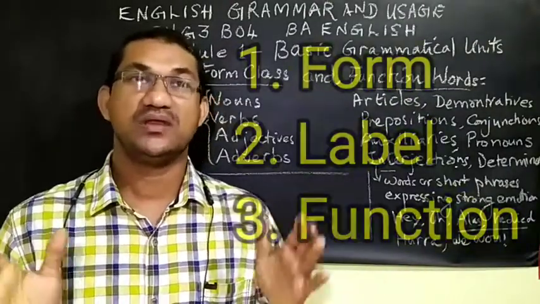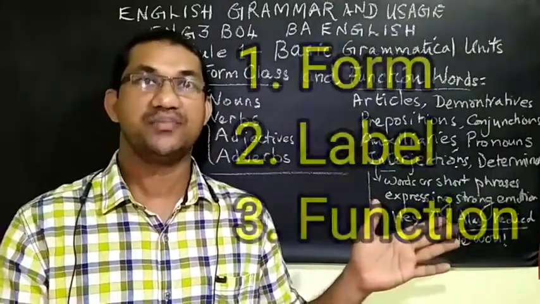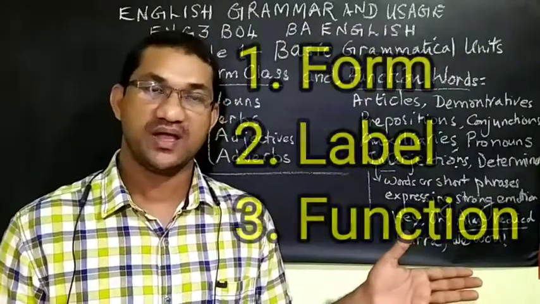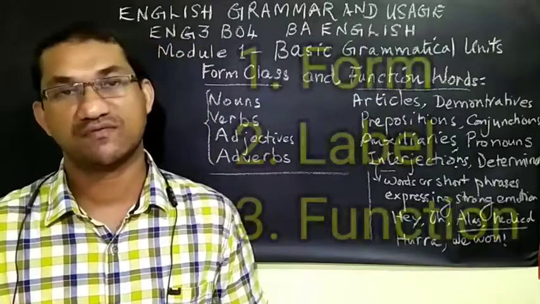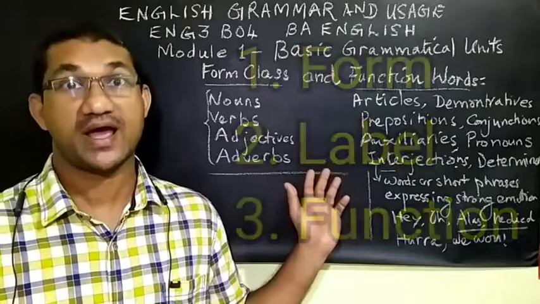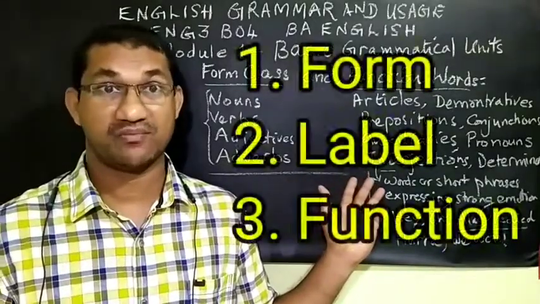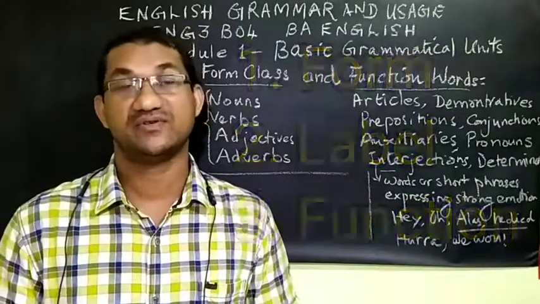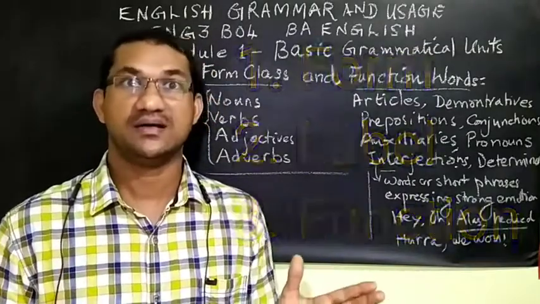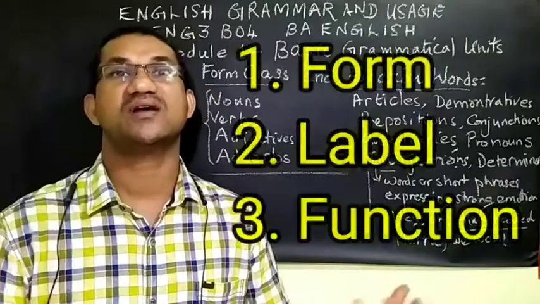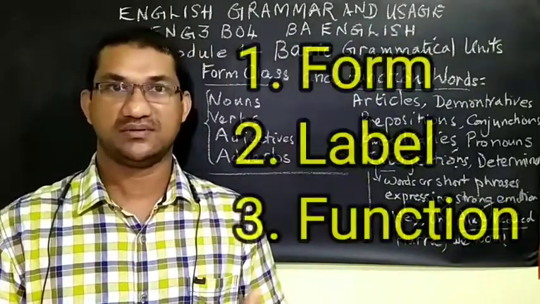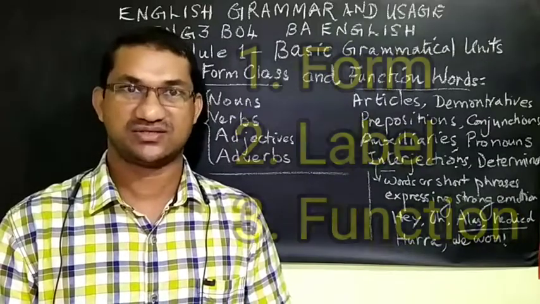So we know form refers to the appearance of a word or a group of words in a sentence. And formal label refers to the terms of the vocabulary items: noun, verb, adverb, adjective, etc. Functional label refers to the kind of name all these words get based on the function they discharge: subject, object, verb, likewise adverb, etc.